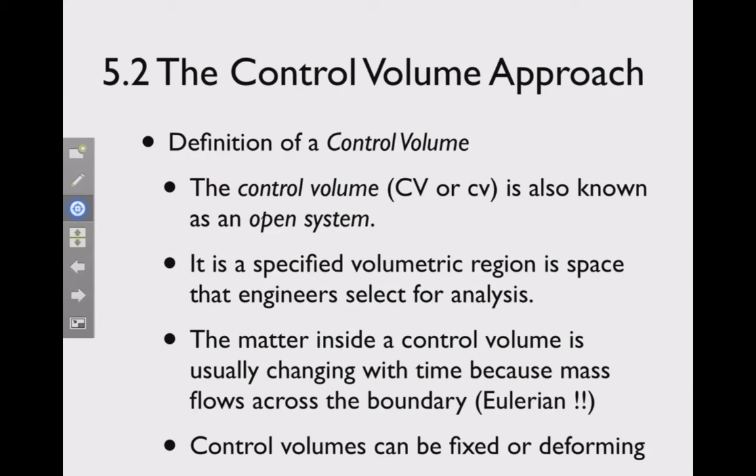So that would be a closed system. So now let's look at what we mean by a control volume. And in this case, remember that this is kind of synonymous with an open system.